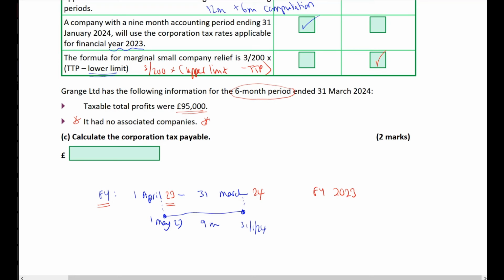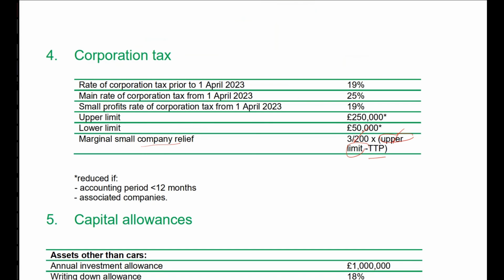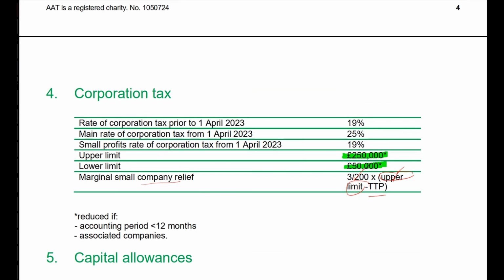Can we calculate the corporation tax payable? And the answer is absolutely we can. But the amount of tax that a company pays depends on how large the profits are. So I need to go back to the reference material to see what the rules are. And it says that there is a lower limit of 50 and there's an upper limit of 250. Let's just understand what that means. So let me just sketch that out on here.